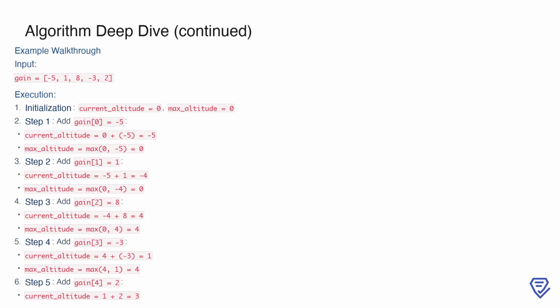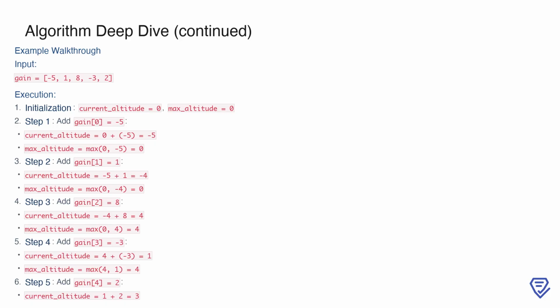Suppose the input array is gain equals -5, 1, 8, -3, 2. We start with current_altitude equals 0 and max_altitude equals 0. At step 1, we add gain[0], which is -5, to current_altitude, giving us -5. The max_altitude remains 0, as -5 is less than 0. At step 2, we add gain[1], which is 1, to current_altitude, resulting in -4. Again, max_altitude stays at 0.